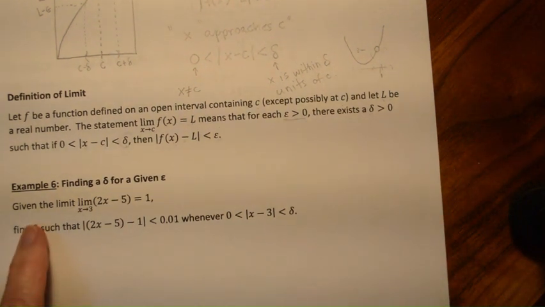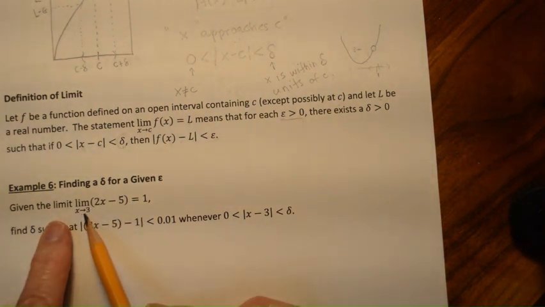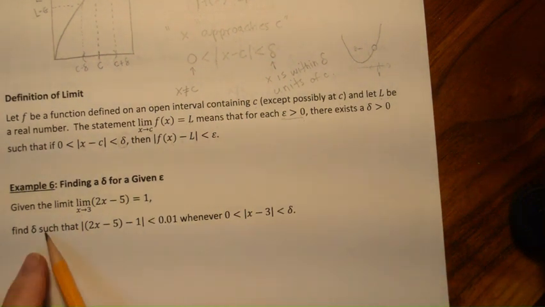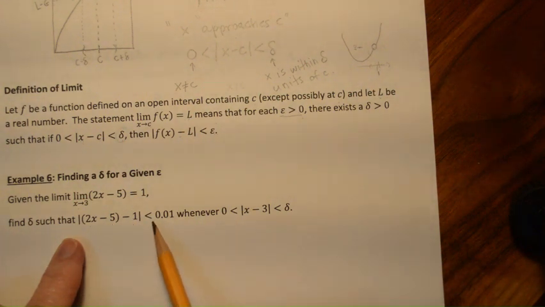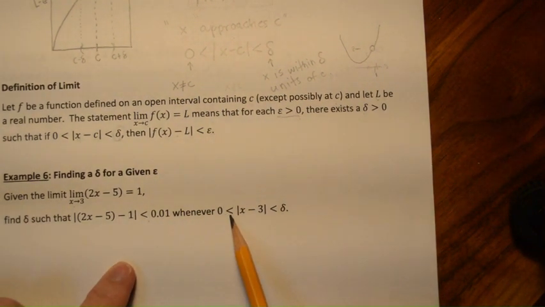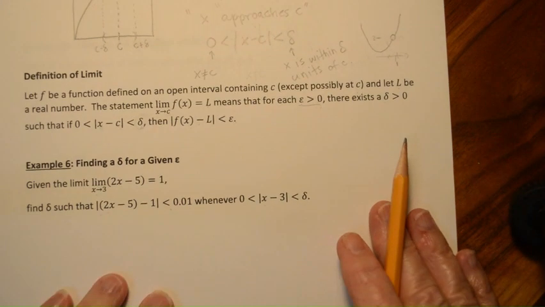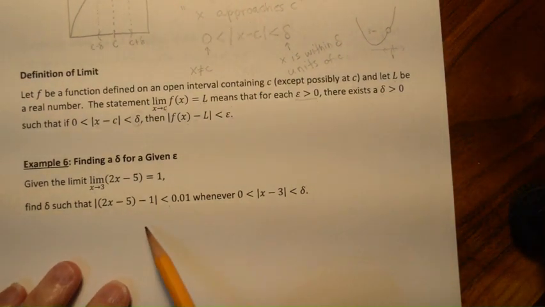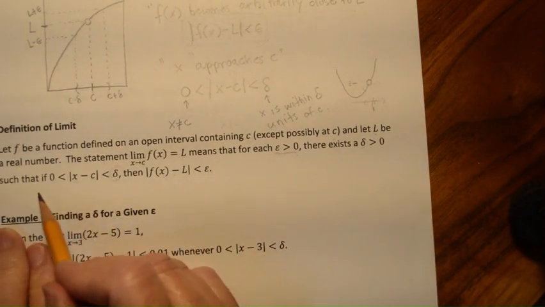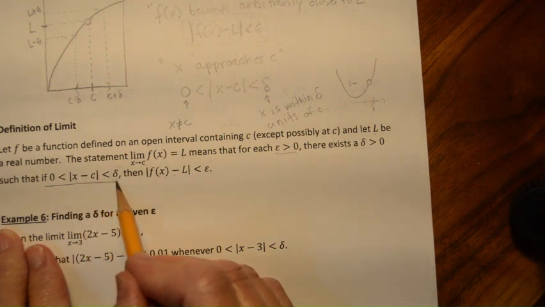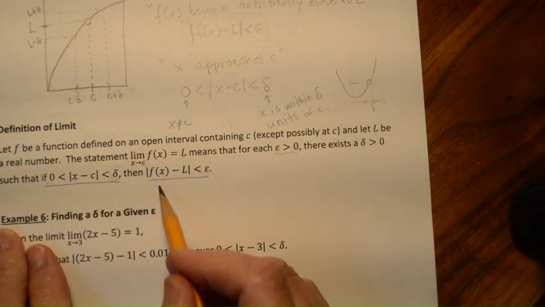All right, so it's asking us, given the limit of 2x minus 5 as x approaches 3 is 1, find a delta such that the absolute value of 2x minus 5 minus 1 is less than 0.01 whenever 0 is less than the absolute value of x minus 3, which is less than delta. Don't freak out when you see this. We're going to do a couple of these and you'll get to the point where you're like, oh, these are totally easy. All right, so again, we're going to remember what the definition says, that if I have this condition right here, then this follows. If I have this condition, then this follows.